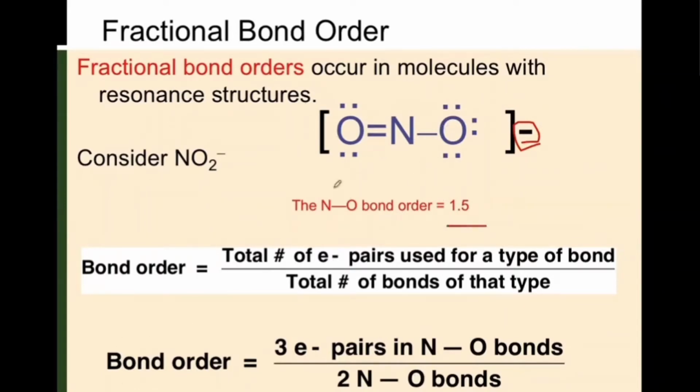So the bond order is the total number of electron pairs used for a type of bond divided by the total number of bonds of that type. So for example, 3 electron pairs in NO bonds divided by 2 nitrogen-oxygen bonds gives a bond order of 1.5. Here we have a double bond, which is 2 pairs of electrons, and a single bond, which is 1 pair of electrons. So it's 3 electron pairs, divided by the number of NO bonds, which is 2, which gives us 3 over 2, which is 1.5.